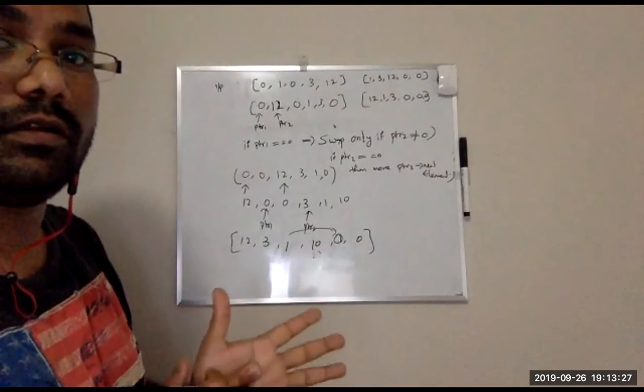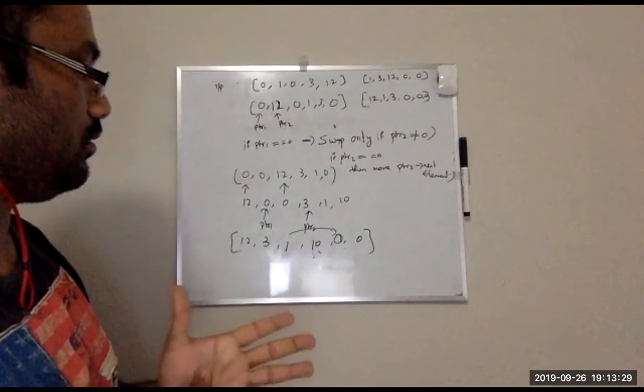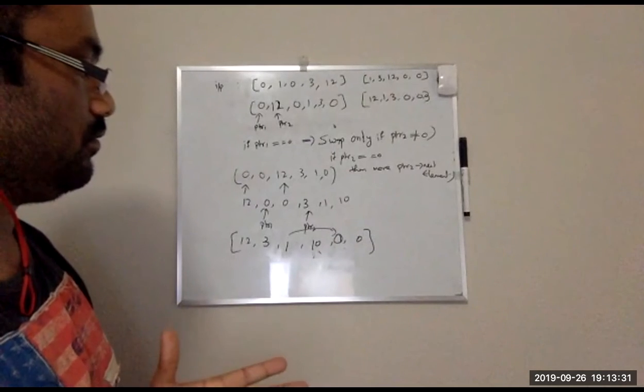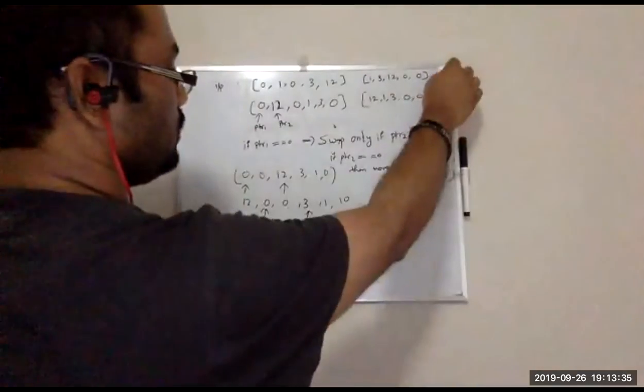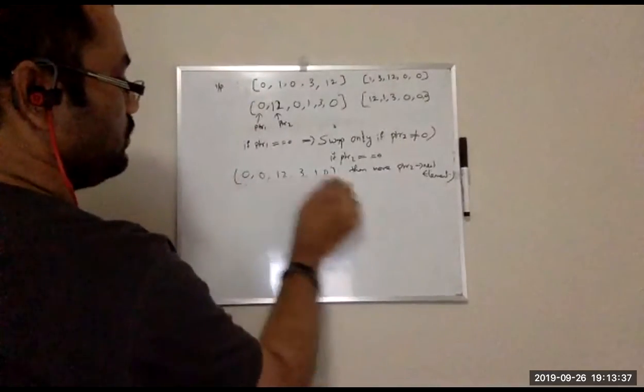So how do you increment the pointer, the second pointer and the first pointer? Do you check for each value, or how do you check the value?